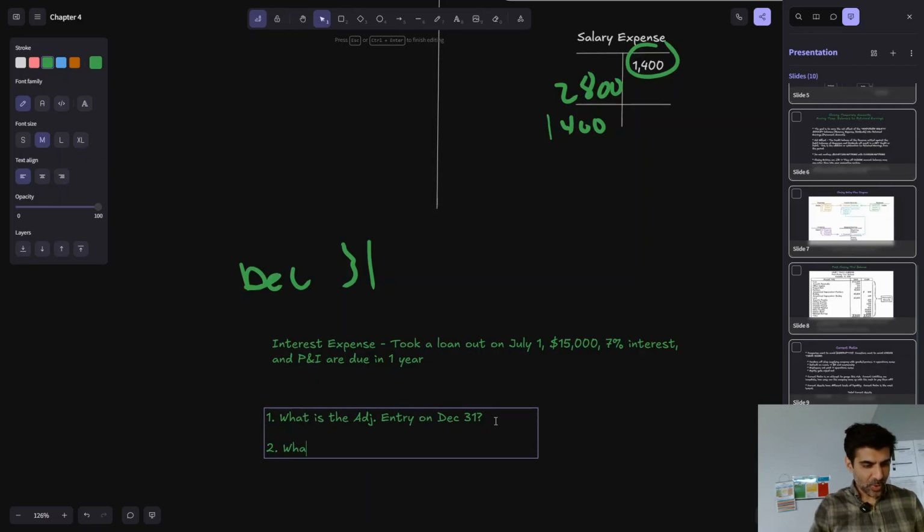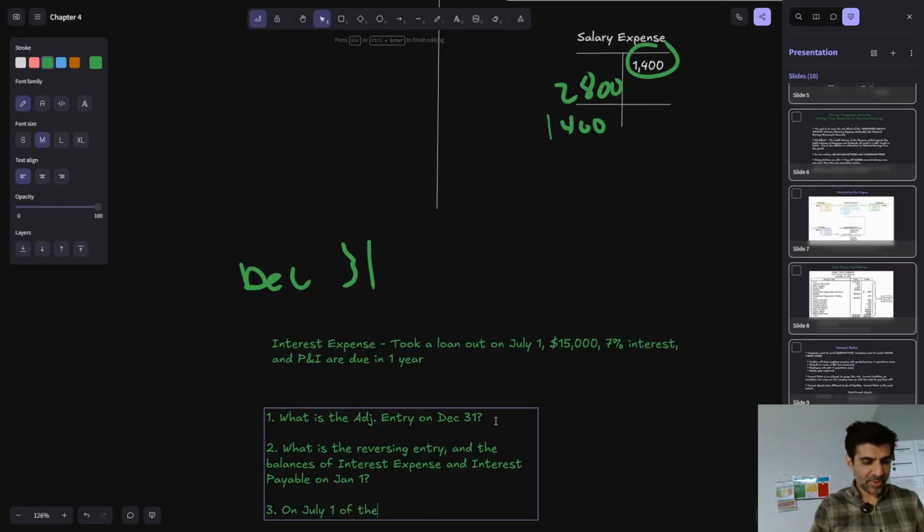Number two, what is the reversing entry and the balances of interest expense and interest payable on January 1st? And then three, on July 1st of the next year, what is the journal entry?